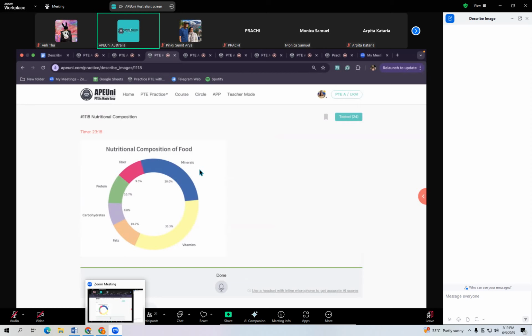If by mistake you say minerals is the highest while speaking, that's fine. One or two times it's okay, but we should try to catch up with the correct one. So vitamins here, that's the highest, 33.3%, and carbohydrates, that's the lowest, 8.0%. So that is our component number 3. What's component number 4? Second highest. Minerals has the second highest, 28.0%. So it's done. We got components 1, 2, 3, 4 from here.